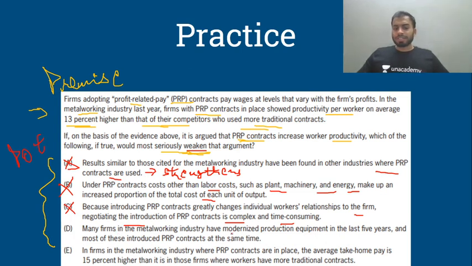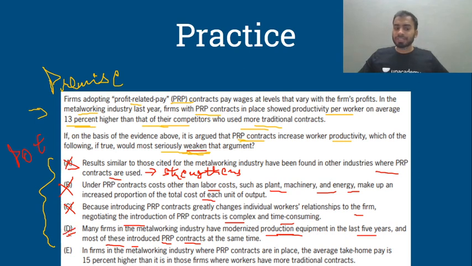D. Many firms in the metalworking industry have modernized production equipment in the last 5 years, and most of these introduced PRP contracts at the same time. Now, this is filling a logical gap. How? Because they are telling us that, in the last 5 years, we've modernized our operations. If we've modernized our operations, we are using modern equipment, we are technologically advancing, then that could also be a reason for productivity going up, right? Does not necessarily mean that it is only because of PRP contracts that our productivity is going up. So, this is inserting another reason into the picture, right?